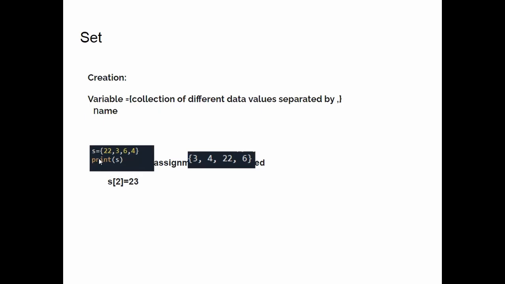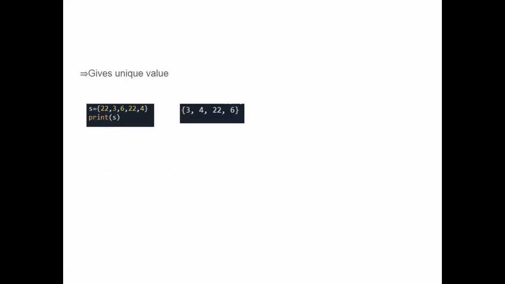Now we have s equal to 22, 3, 6 and 4, which is a set, and we print the value of s, so it is going to print 3, 4, 22 and 6. And one more thing, assignment operation is not allowed in a set. How a set differs from the tuple and the list is that if there are repeated values, it is going to show only one occurrence of that repeated value. So here we have set S having 22, 3, 6, 22 and 4, and it is going to display 22 only once. So this is how the set is different from list and tuple.